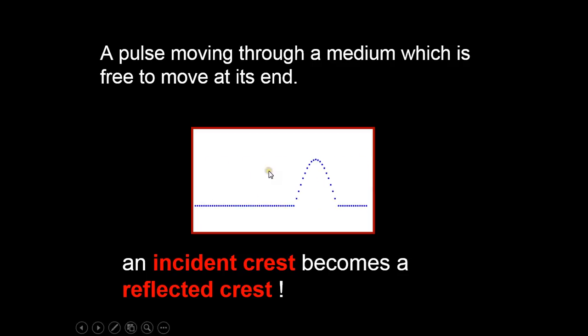On the other hand, if you have a pulse moving through a medium which is free to move at one end, say a string, instead of being tied to the wall, is tied to a ring, and the ring is allowed to move up and down, then the incident crest still becomes a reflected crest, because there isn't an opposite force since the end is not fixed. In fact, if you look at the end, the reflected pulse and the incident pulse are superimposed. That's why the resultant amplitude is 2 times that of the incident pulse.